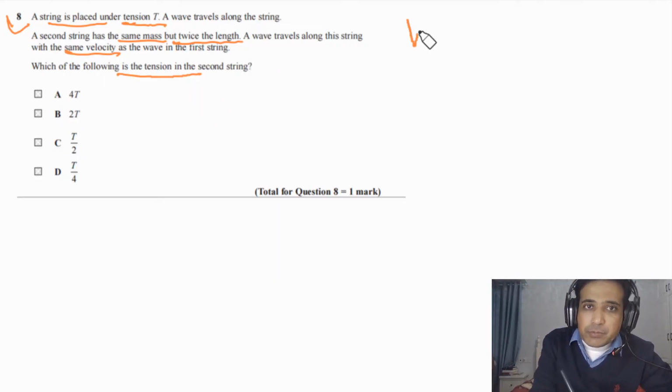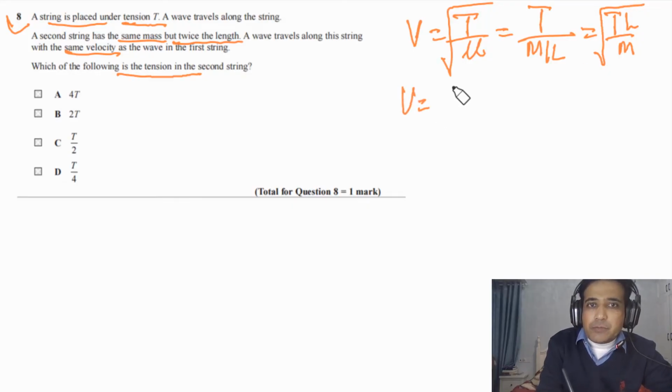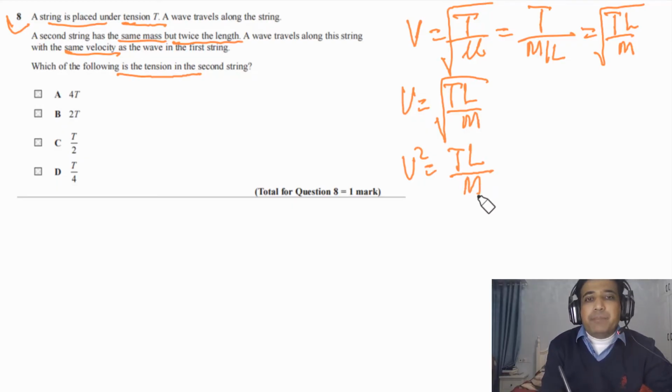But we need to understand the speed of a wave in a string is equal to the square root of tension over mu, the mass per unit length. So we can write this is T, and here we have mass per unit length. If we rearrange this, we can say this is TL divided by capital M. So V is equal to the square root of TL divided by M. If we square both sides, V squared is equal to TL divided by M.